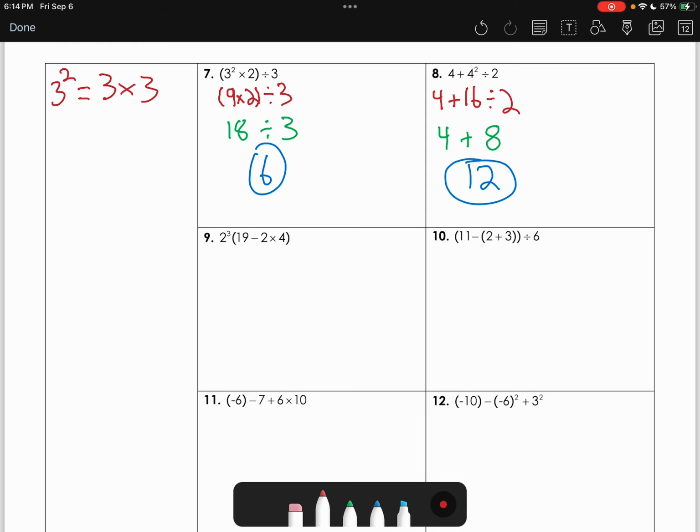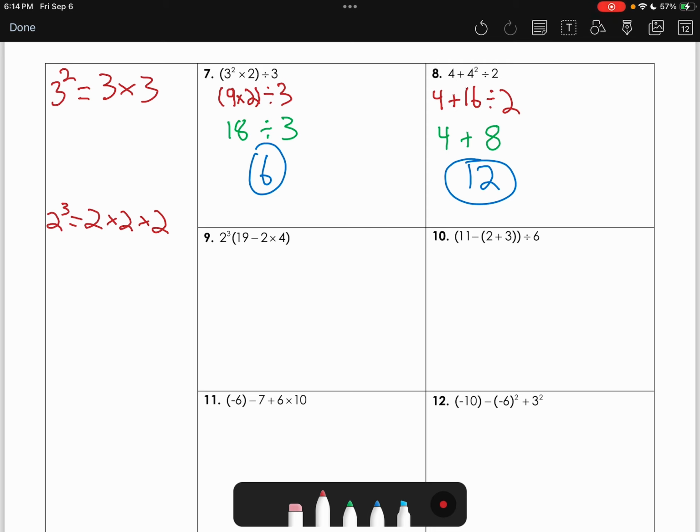All right, moving on to number 9. 2 to the power of 3, and just to remind everybody, 2 to the power of 3 is the same thing as 2 times 2 times 2, okay? 2 to the power of 3 times 19 minus 2 times 4, and that's in parentheses. So it looks like we got a few things to do here.